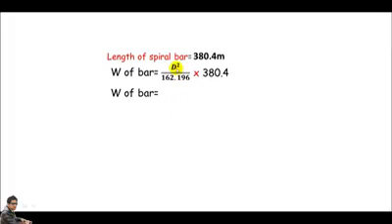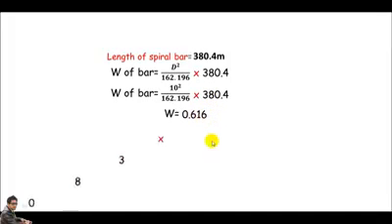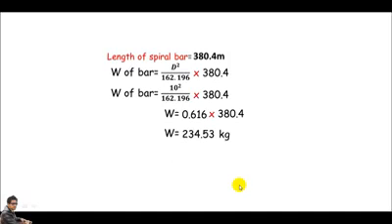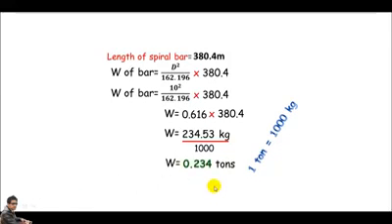You must get the W of bar equals, what will be the diameter over here? The diameter must be in mm, and the spiral bar diameter is 10 mm. So 10 squared divided by 162.196, and when you calculate this portion you get 0.616, times the length. You must get W equals 234.53 kg. You can also convert this into tons by dividing by 1000, because 1 ton equals 1000 kg. You get weight equals 0.234 tons per spiral bar.